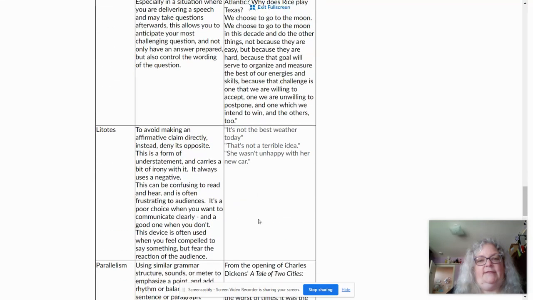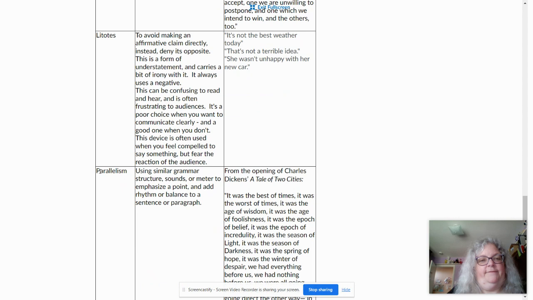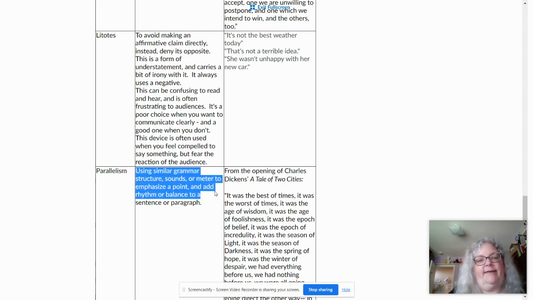All right. So one that I would like you to be fairly familiar with, though, is parallelism, because this is just really good writing style. This is using similar grammar structure, sounds, or meter to emphasize a point and to add rhythm or balance to a sentence or paragraph. So sometimes when there's an opportunity for parallelism and you've missed it, I might point that out to you.